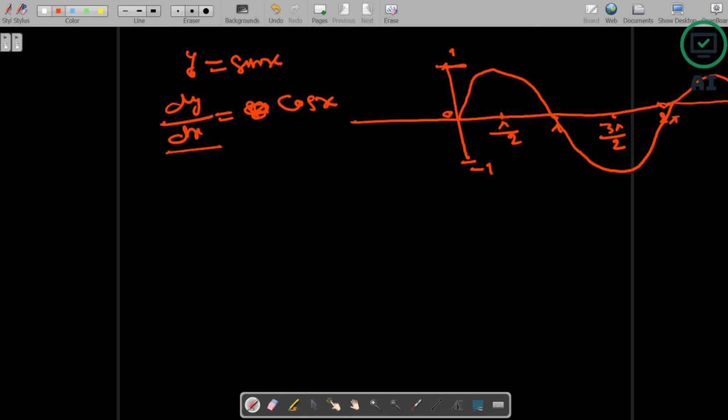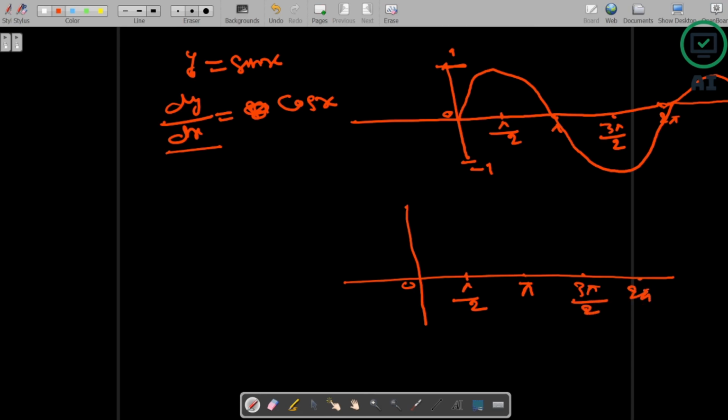And what is the function of dy by dx? Cos x. So the function of cos x is this one: 0, pi by 2, pi, 3 pi by 2, 2 pi. This is exactly opposite of that. If you see the function of sine x at 0, it is 0, but the function of this is cos x, and this is nothing but dy by dx. So this is the slope.